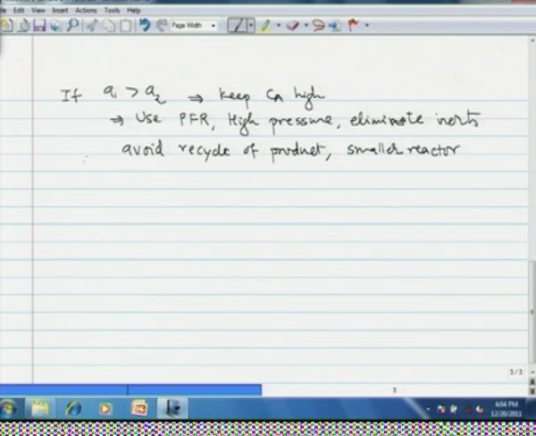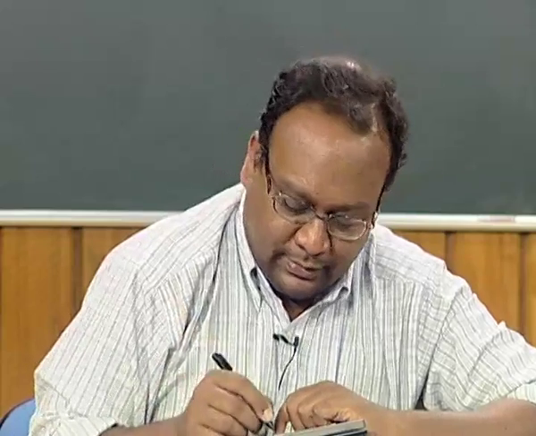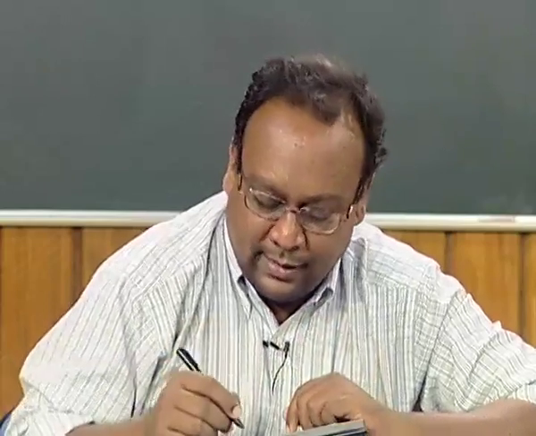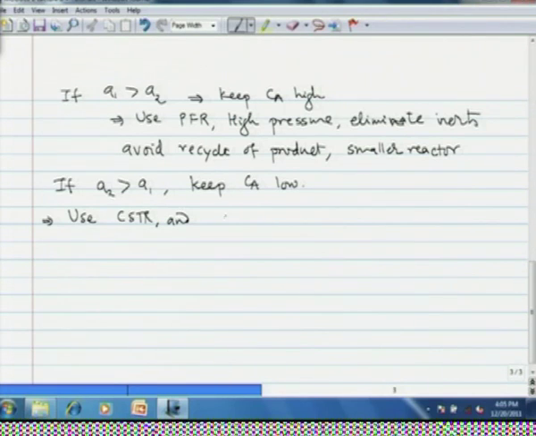Okay. Now, in case A2 is greater than A1 or A1 is less than A2, then to favor formation of R, we have to keep Ca low. The concentration of limiting reactant A has to be kept low. Now, how we can do that? We use CSTR so that the concentration goes down of all the reactant, and high conversion, which means the residence time in the reactor is also high.